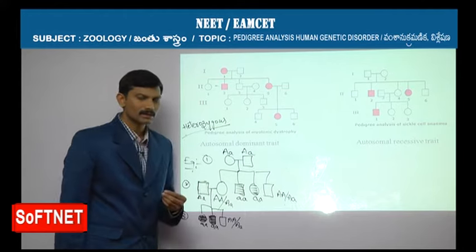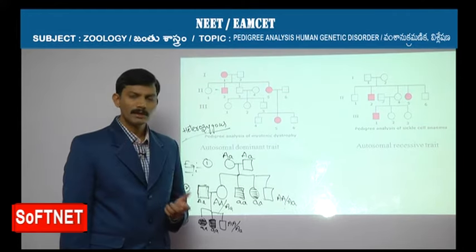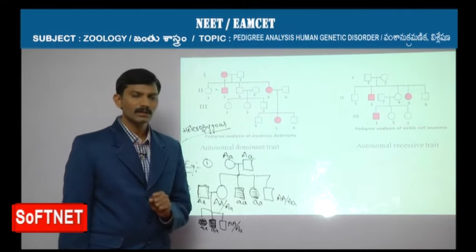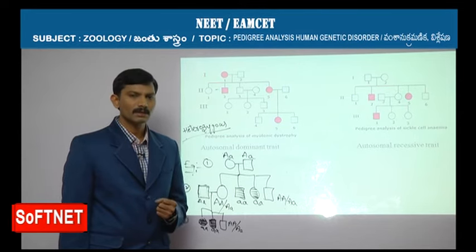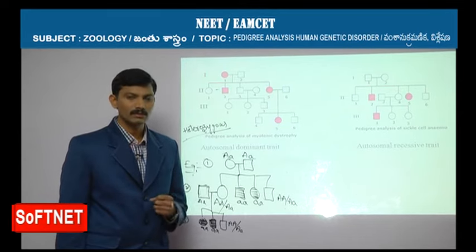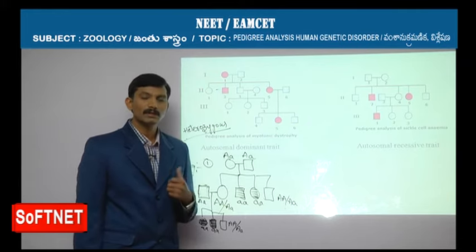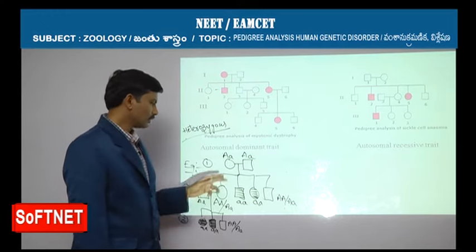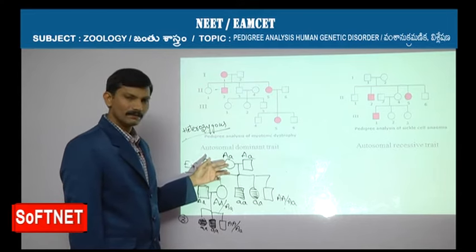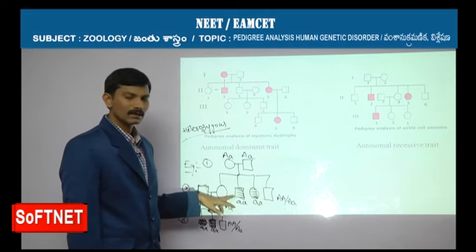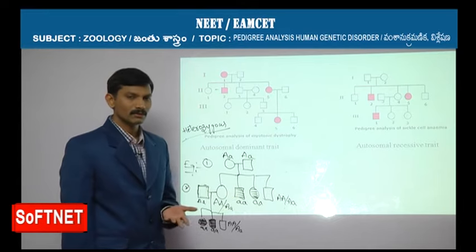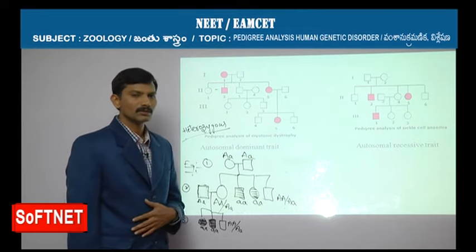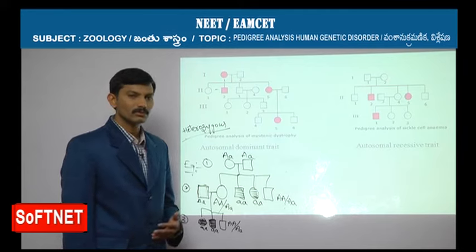So we'll make it simple. For example, if one of the parents is affected and most of the progeny are affected while some of the progeny remain unaffected, irrespective of the sex, then this is autosomal dominant given in a heterozygous condition. In case of the autosomal recessive, the parents remain unaffected and some of the progeny are affected irrespective of the sex, and then we can come to the conclusion that it can be an autosomal recessive one.